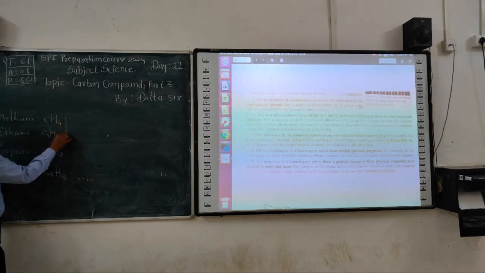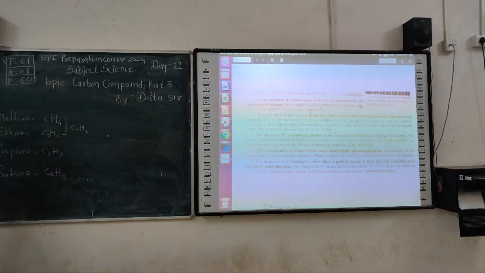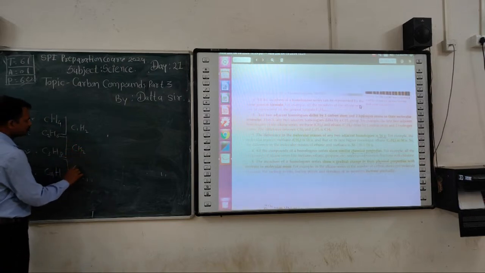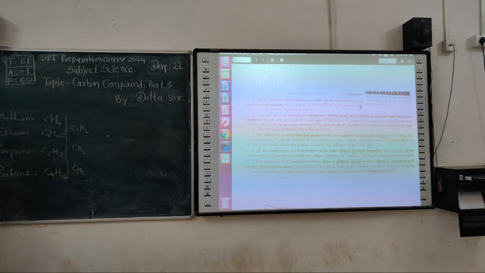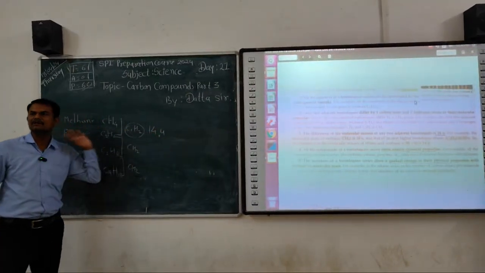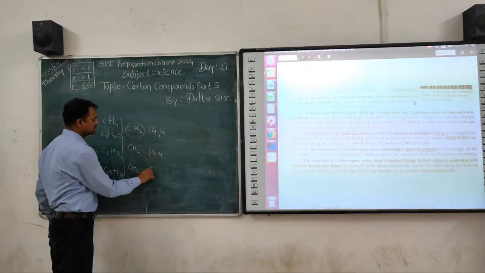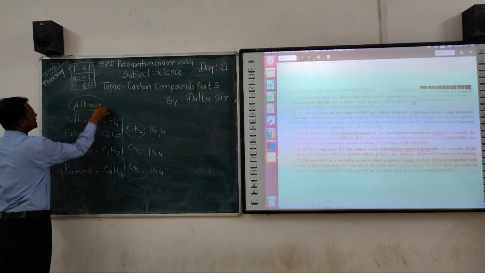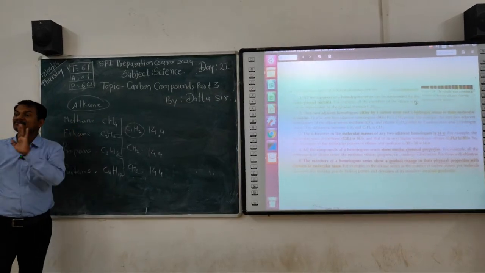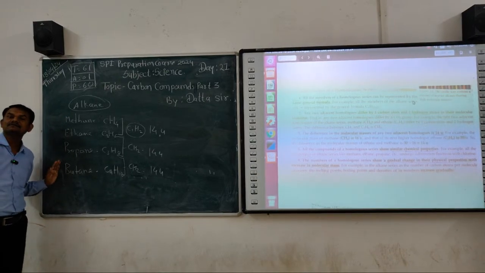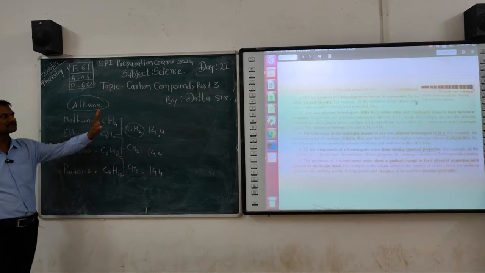Yes. They differ by a CH2 group, one carbon and two hydrogen. Look here, here also one carbon atom and two hydrogen atoms. They differ by a CH2 group, and we know its molecular mass is 14 units. Here also it is 14 units. Methane and ethane are the alkane family. So they have the same general formula and similar chemical properties, but they gradually change in their physical properties. Have you got this homologous series?